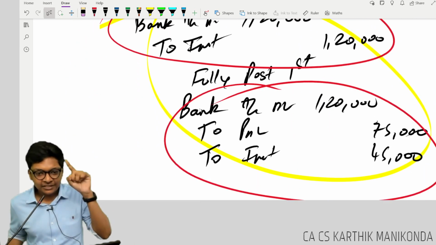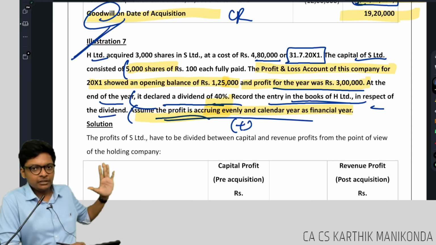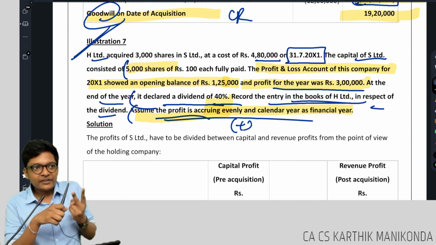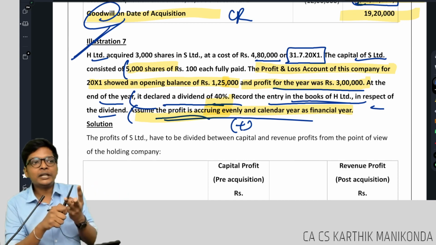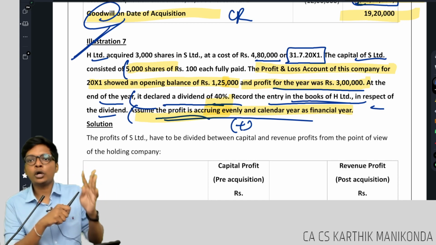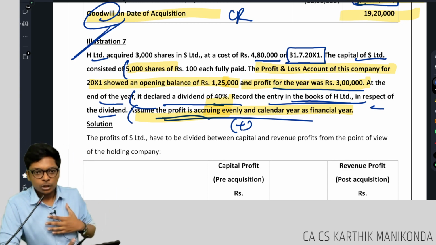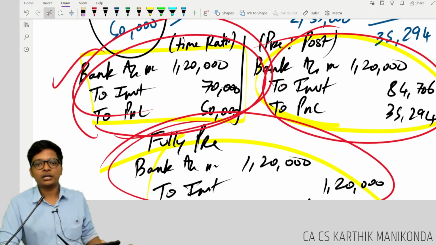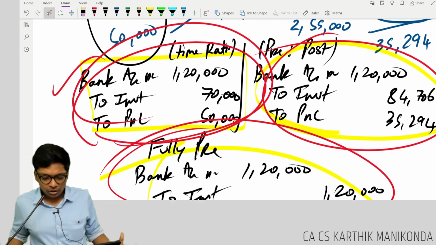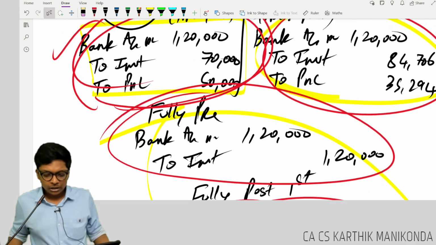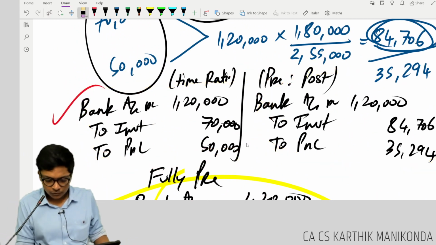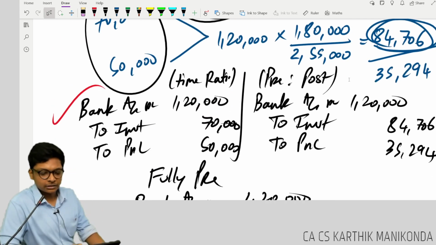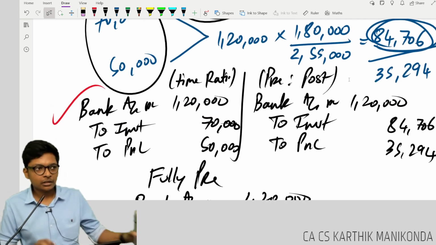They have asked a 5-mark question like this in the exam. Same question, but they gave 4 cases. If dividend is declared using time ratio, what will you do? If dividend is declared using pre and post, what will I do? Fully pre, what will you do? Fully post, what will you do? One question has come in the past, so don't think sir is just making it up. It's not there in our book here, but it is very much important. Are you following, guys? If anybody wants to make a note, you can make a note of these other 3 entries. Just make a note of how to compute, because later while revising it will help.